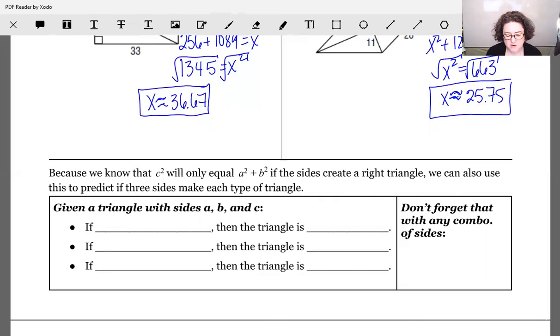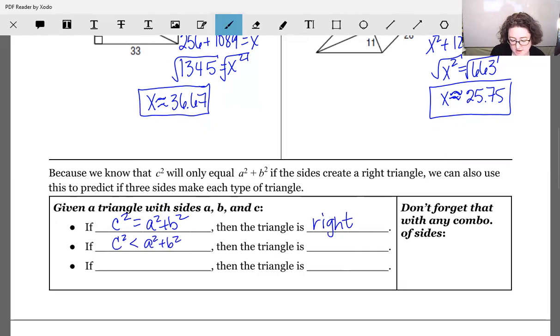So if c squared is equal to a squared plus b squared, well, then our Pythagorean theorem is correct, and we know we have a right triangle. However, what if it doesn't? So our two scenarios could be, well, what if c squared is smaller than a squared plus b squared? And what if c squared is bigger than a squared plus b squared?